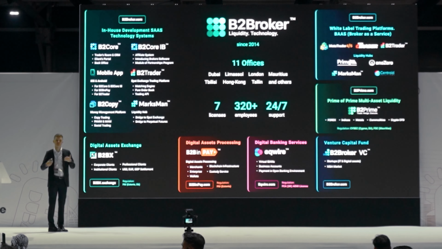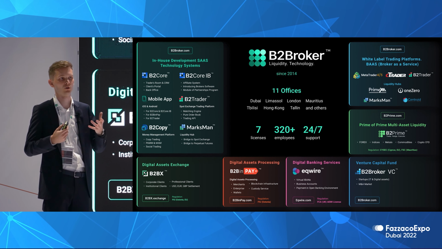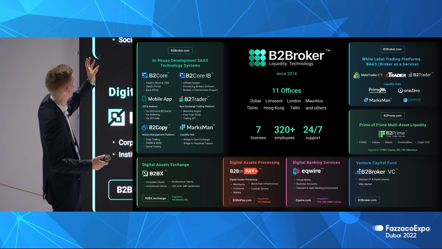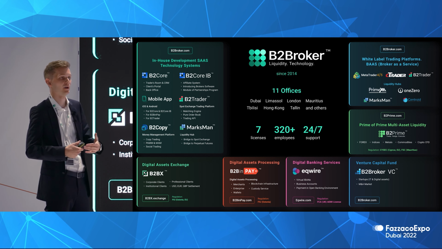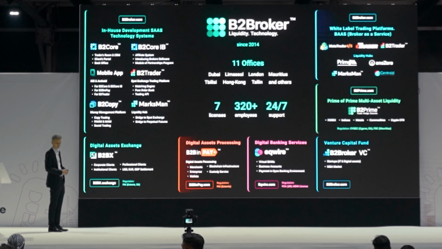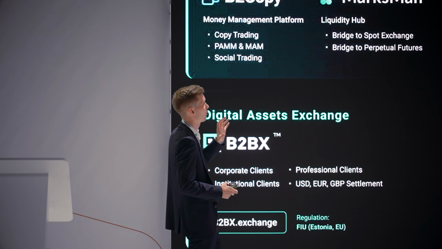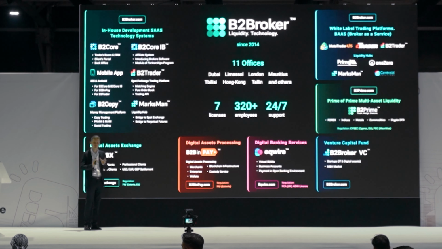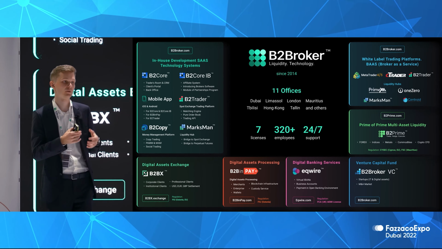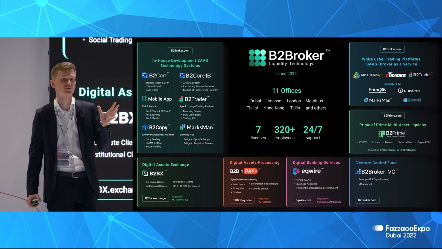B2Trader is our spot exchange matching engine. So for all the crypto exchanges that want to open their business with us, we interconnect with B2Core, and you're good to go. The B2Copy is our money management platform, of course, supporting copy trading, PAM and MAM, and social trading. Marksman is the liquidity bridge to all the main crypto exchanges, such as Binance, such as Kraken, and many, many more. So it's a bridge to spot exchange and to perpetual futures.